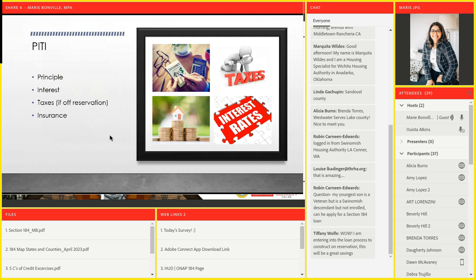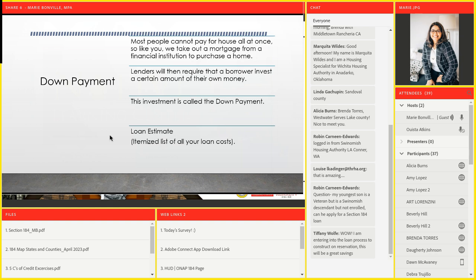Now, if you're off reservation, then you're also paying taxes. And so a little bit of that is included in your payment. But whether you're off reservation or on reservation, you are paying insurance. If you don't elect to pay insurance, it will be forced upon you. Banks require that you have insurance in order to have a home loan. That's just the nature of the work. They want to protect that asset until you're done paying it off. And then when you're done paying it off, you should still carry insurance because you want to protect that investment for yourself, right? As the homeowner.